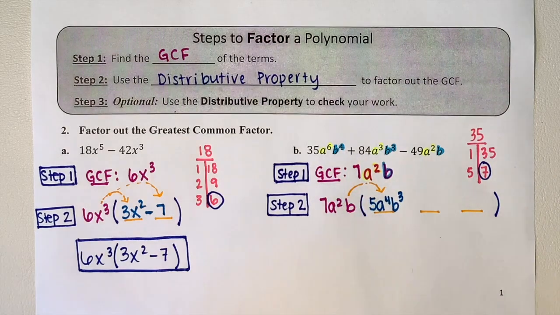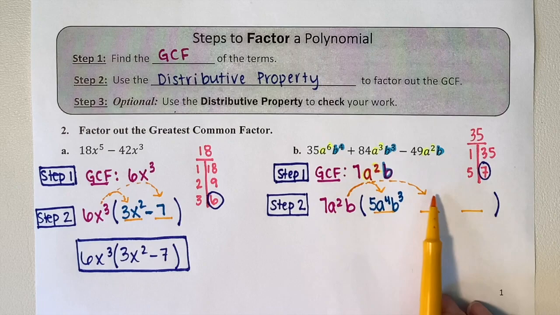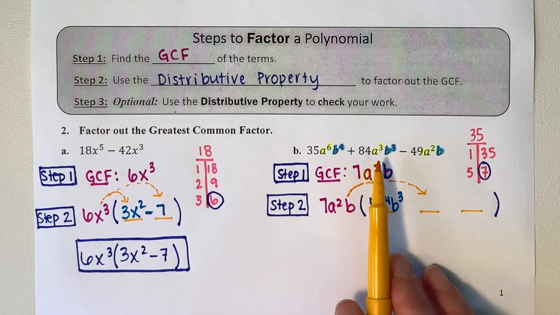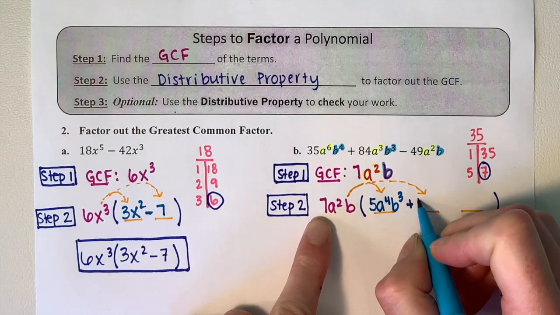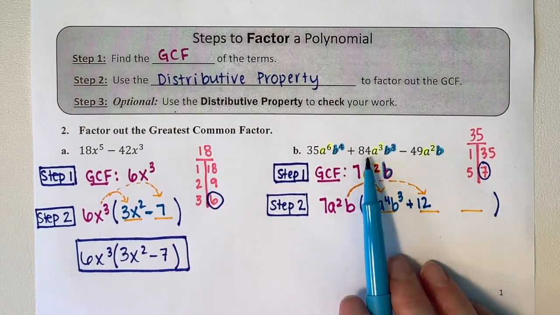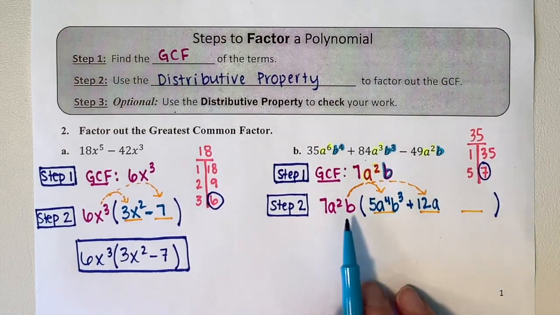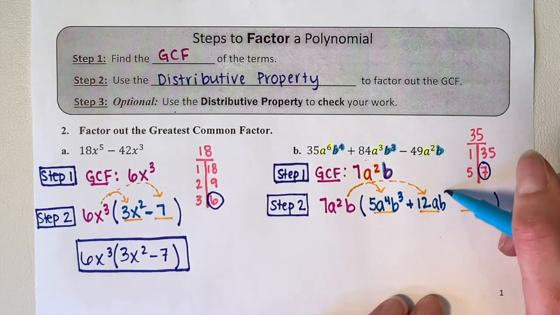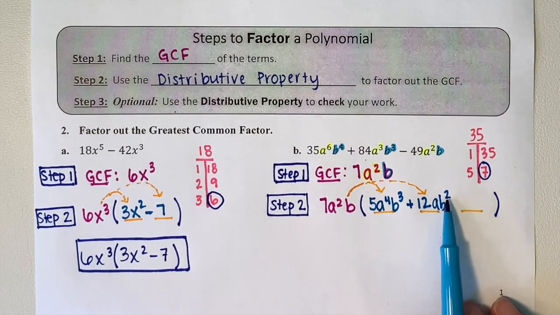Next, we need to ask ourselves, what would we need to multiply 7a squared b by in order to get 84a cubed b cubed? Well, let's see. 7 times a positive 12 will give us a positive 84. A squared times a would give us a cubed. And b times b squared would give us b cubed, because the exponent here, 1 plus 2, would give us 3.